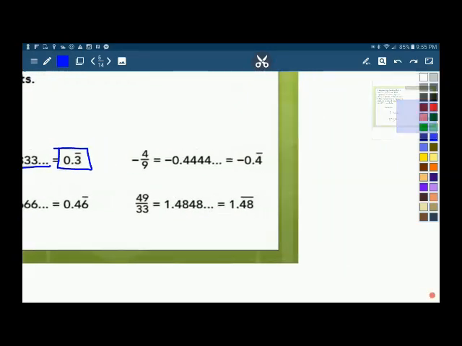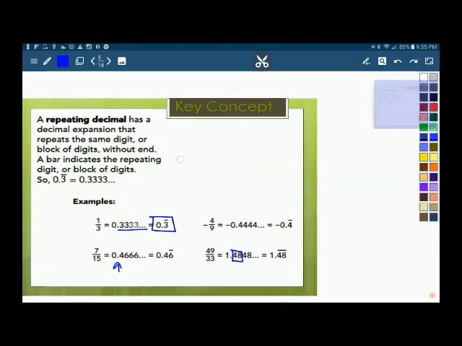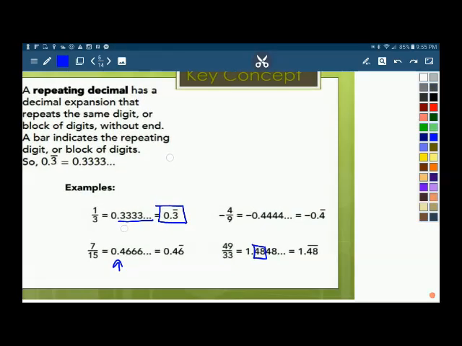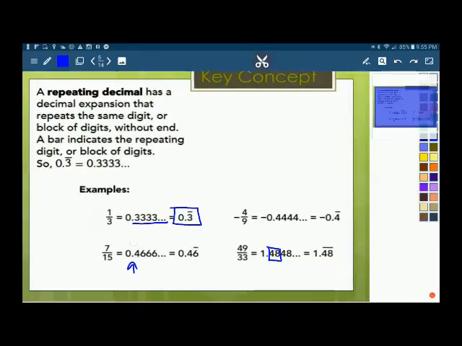Difference between that and something like this, I can see the pattern goes 4, 8, and then starts to repeat 4, 8, 4, 8. So I would extend the bar over both the 4 and the 8. Okay, so two rational identifications when you're looking at decimals, terminating or repeating.